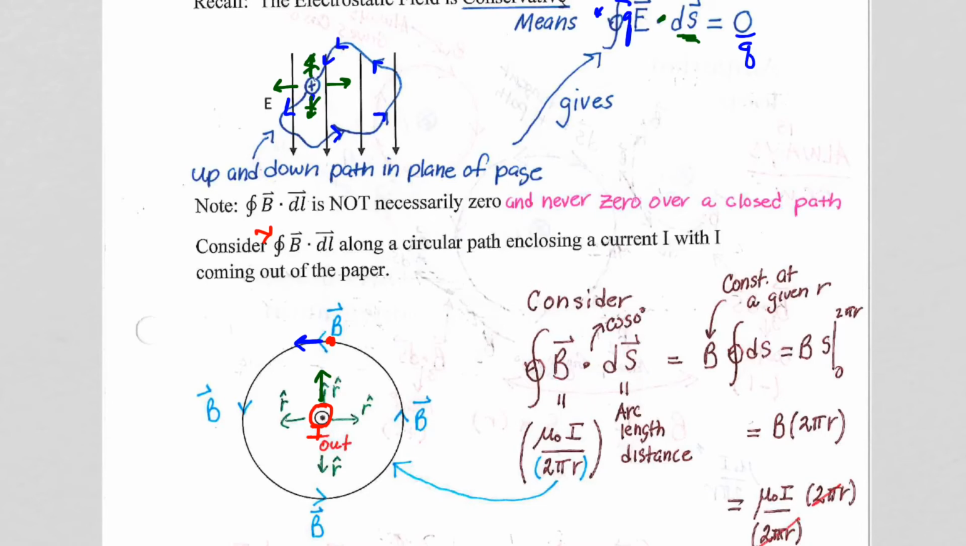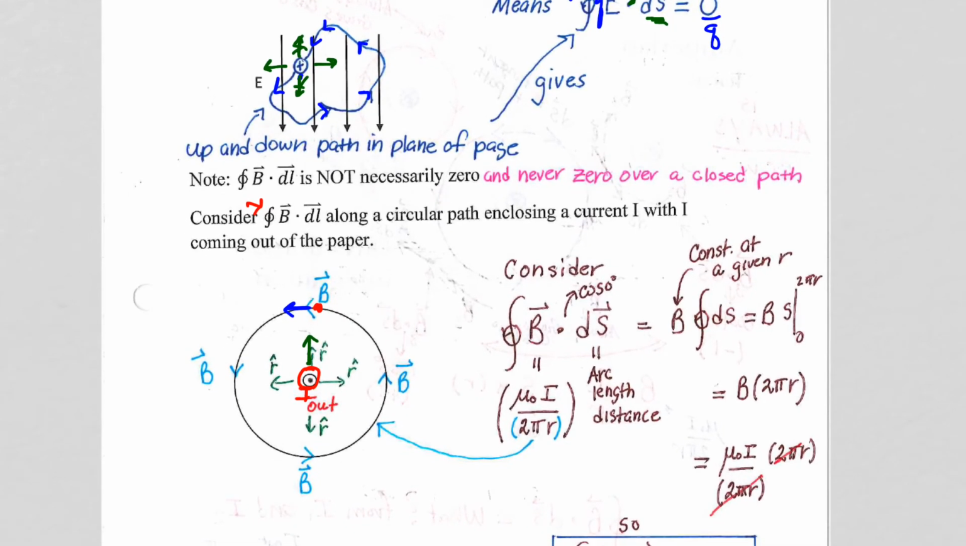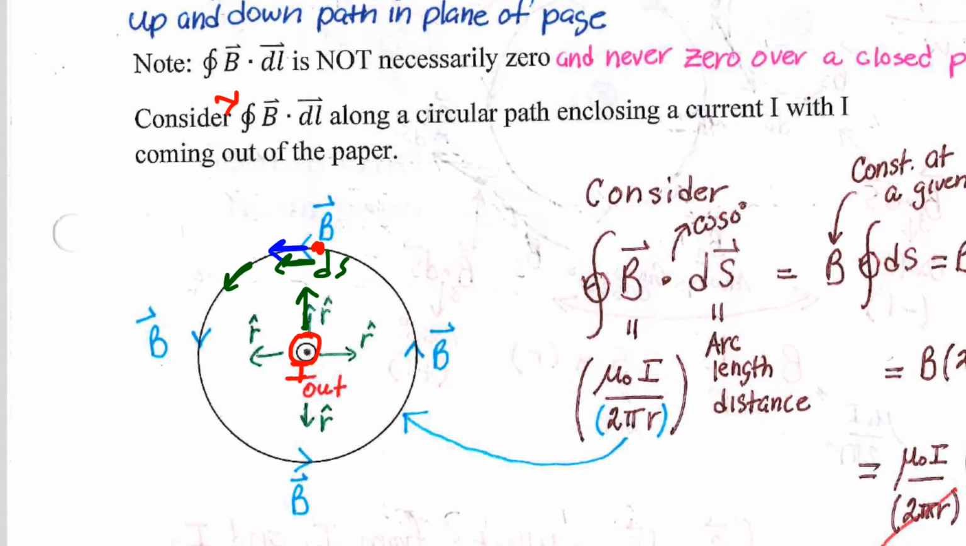Well, the ds we are taking to be a circle. Now, it's just this example, but any closed path will give us the same answer. In this case, I am choosing the ds to be this circular path, and the ds will also be tangent and parallel to the circle. So we get cosine of 0 for the angle between the B and the ds. And that would be at every point. So at this point, at this point, at this point, you will get that always.